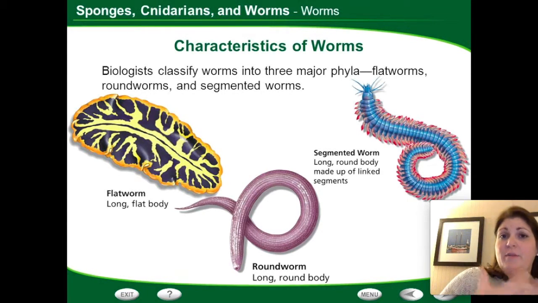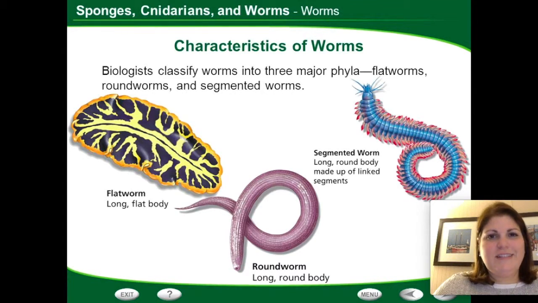So we have the Platyhelminthes, which are the flatworms. Remember that they're very, very simple and they're acoelomate. They don't even have a body cavity. Today's video will focus on the other 2, roundworms, also known as nematodes, and segmented worms, also known as annelids.